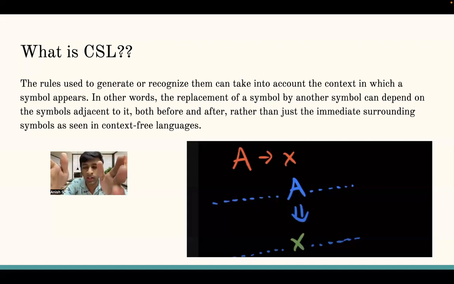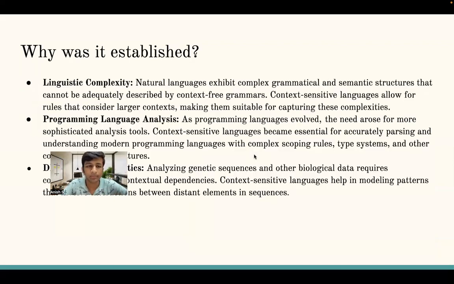In context-sensitive language, not just A, but the context around A, that is the surrounding symbols to the left of A and the right of A, is also considered, which is necessary in some applications that we study. So basically, in context-sensitive language, when we do a transition or a derivation, we consider the surrounding symbols, which are also known as context.